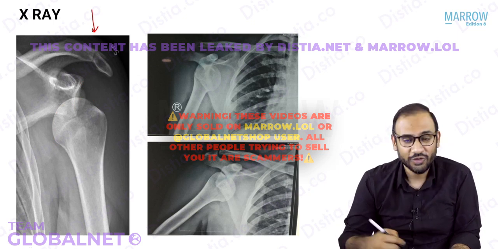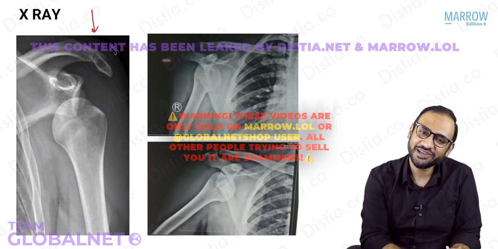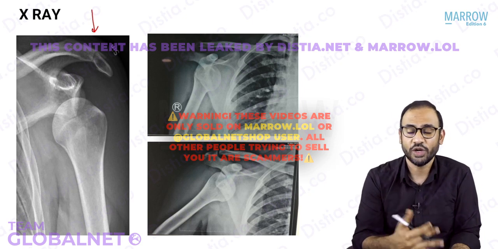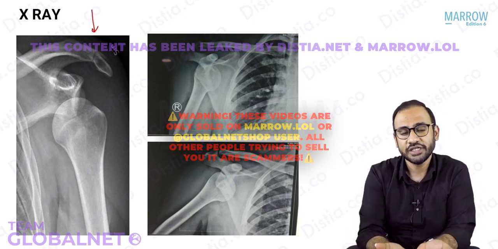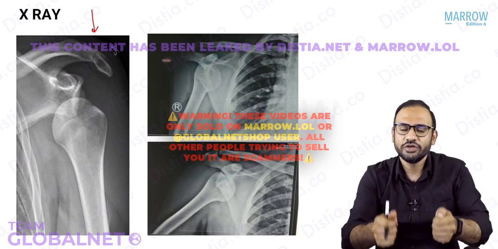In lateral view, you will notice that it is anteriorly dislocated. That's it. You have made the diagnosis. You have made the clinical diagnosis, and now you have confirmed it radiologically. What is the next step? The next step is to treat it. Any dislocation, I told you, is an emergency. Reduce it as soon as possible.